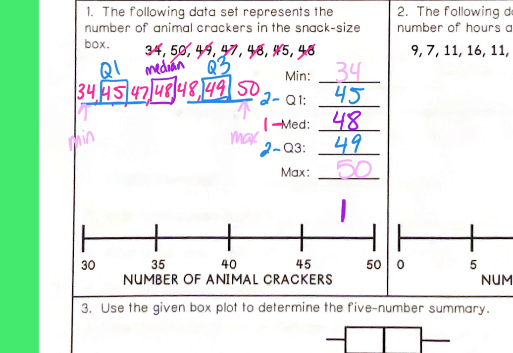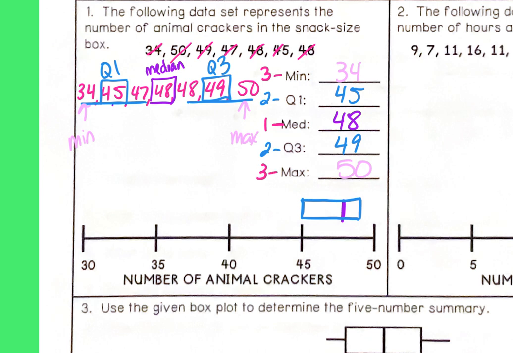So my Q1 is 45. My Q3 is 49. Okay, from there you're going to create your box. Box those in just like that. And then step 3 is doing your minimum and maximum.